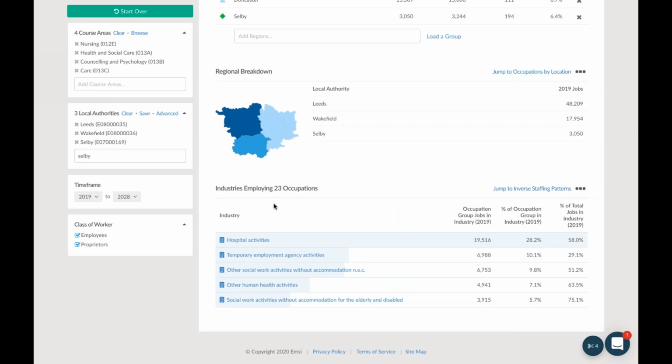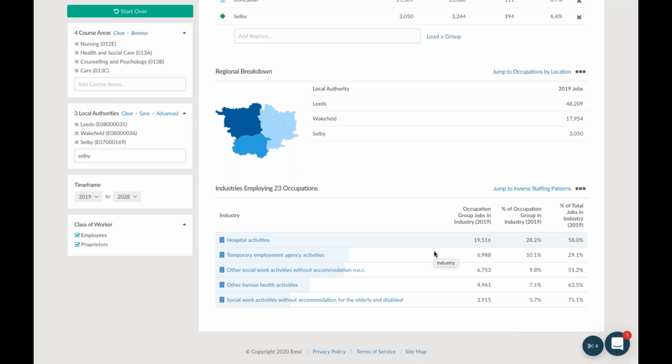What we have then, in this last section of this report, is the top industries employing the top 23 occupations in this course area: hospital activities, temporary employment agencies, and so on. Not too many surprises on there. Where you tend to see more interesting stuff is when you're looking at things like engineering, computing, those kinds of areas. For example, one I spotted recently was software engineers.